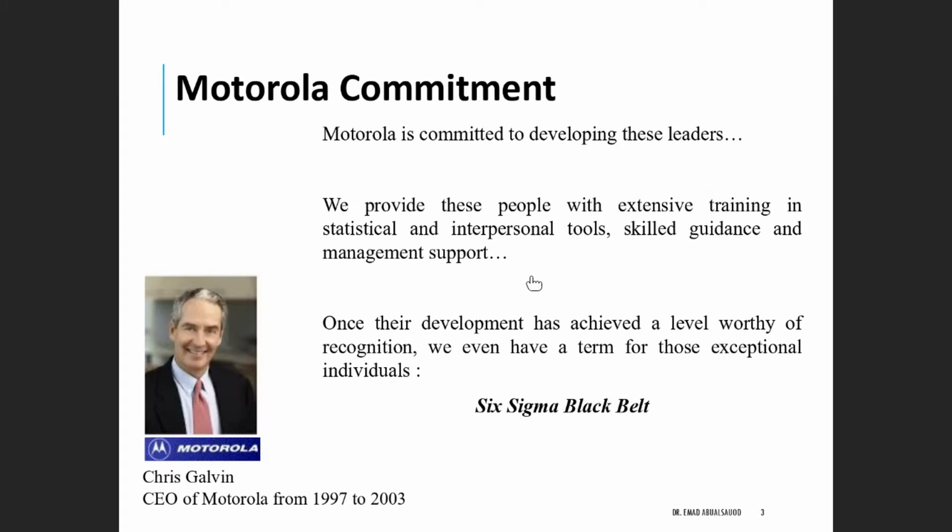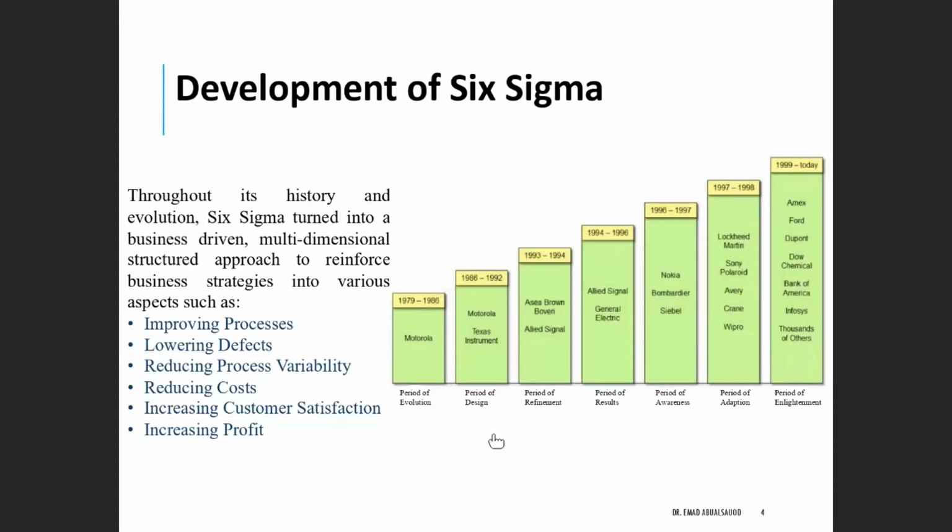So that's how the founders of the Six Sigma methodology, General Electric and Motorola, believe in Six Sigma and in the results, and in how it can exceed the customer requirements into a business strategy. The Six Sigma development went through many phases until the phase that we see today, which they call the enlightenment, the period of light, when Six Sigma began to shine.